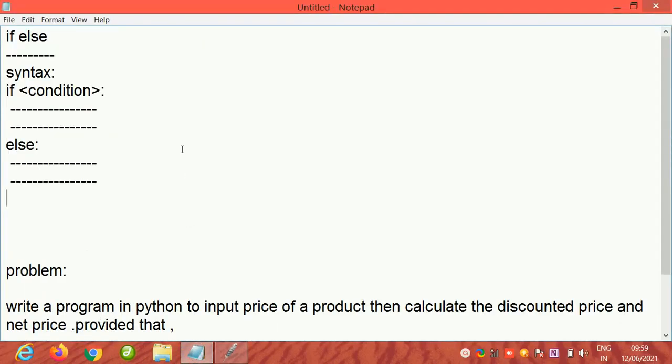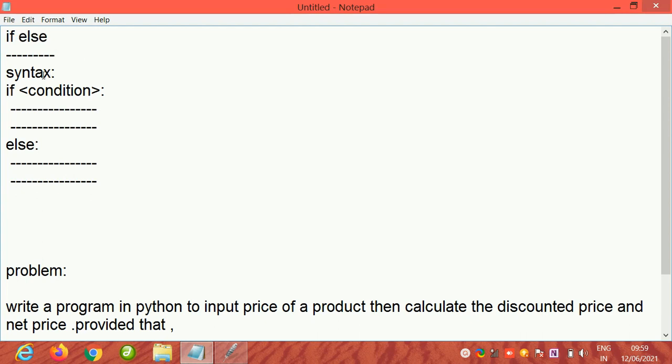Hello guys, in this video tutorial we are going to discuss what is if else, what is the syntax of if else, then how to write and execute a program by using if else statement. So first of all, what is if else? If else is a two-way decision making statement.